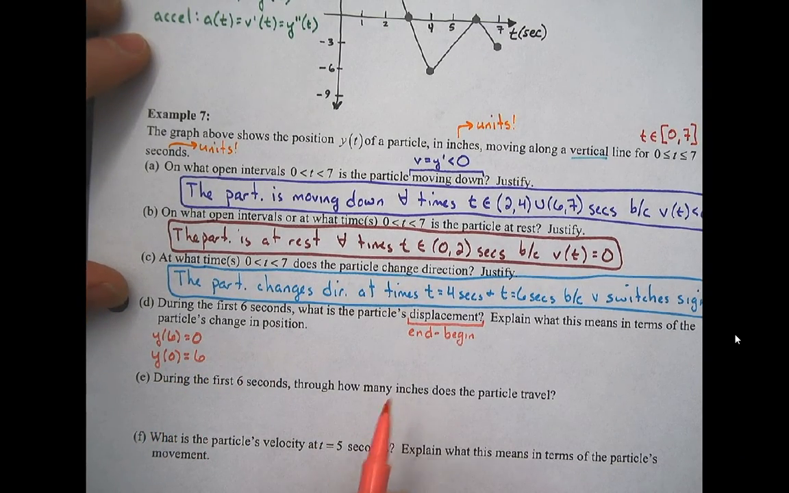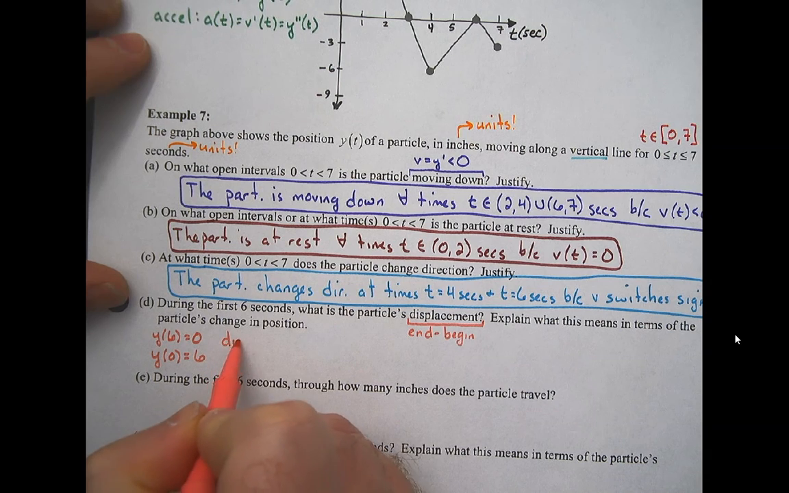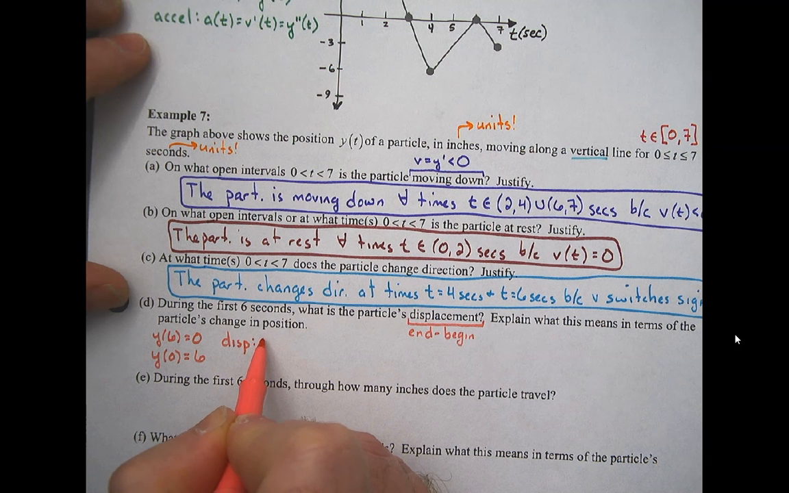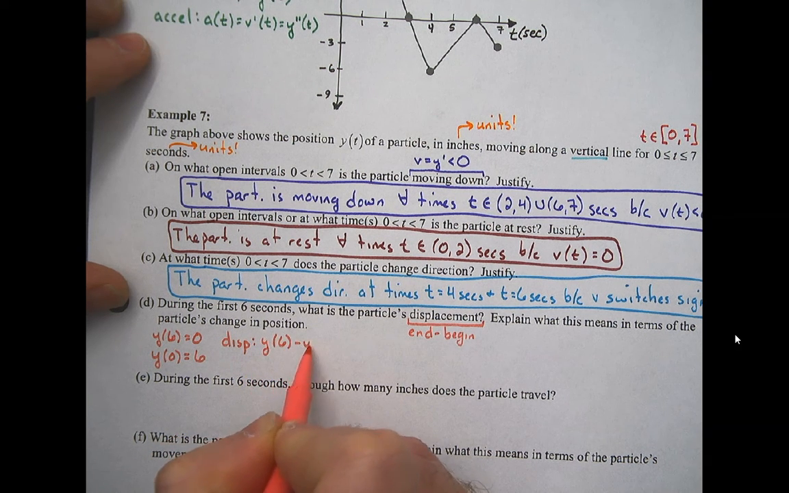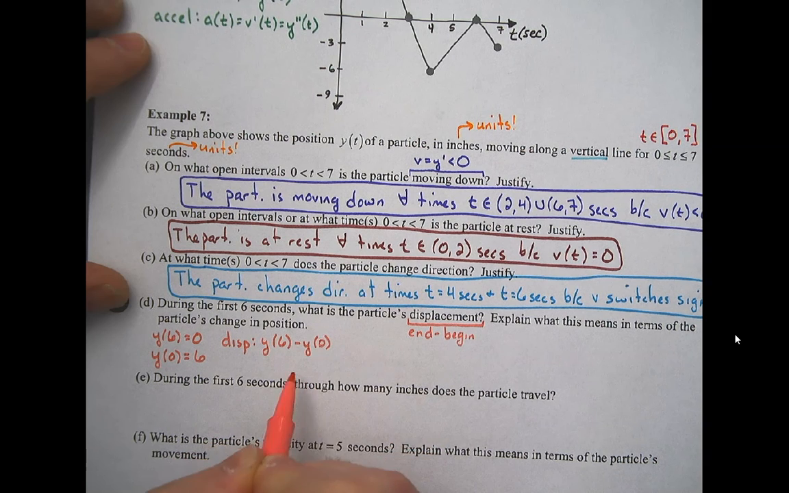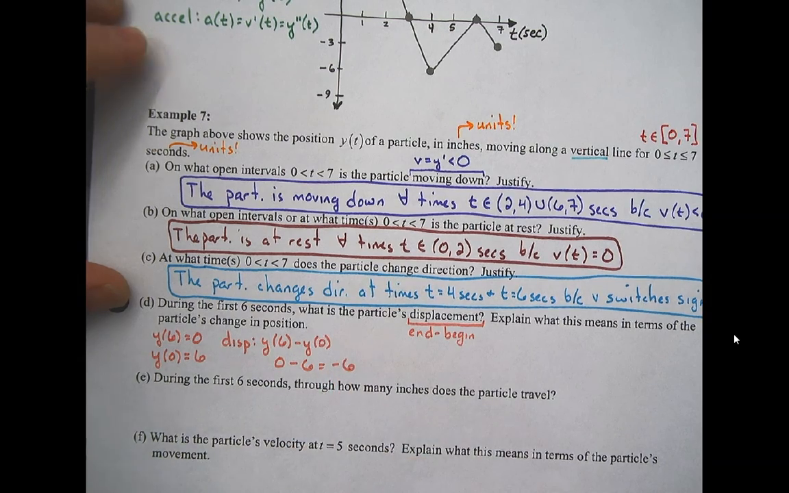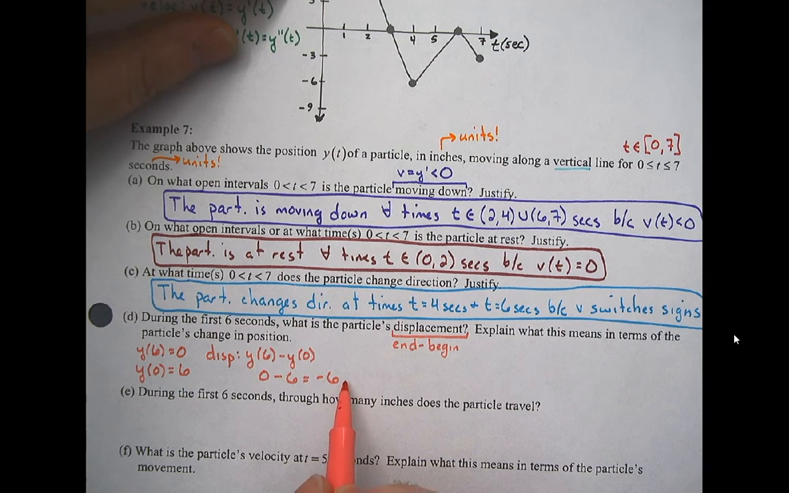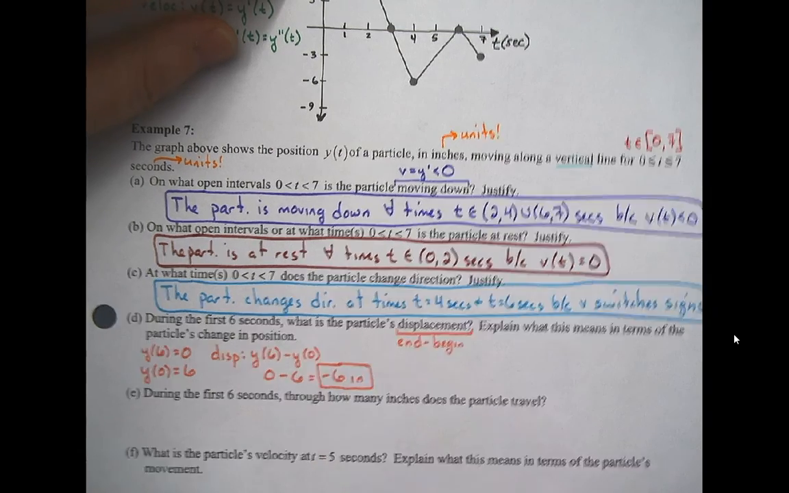So if I want to figure out the displacement, I would do the end minus the beginning. So that would be y of 6 take away y of 0, which ends up being 0 subtract 6, which ends up being negative 6. So my particle's displacement is negative 6. Don't forget your units, inches.